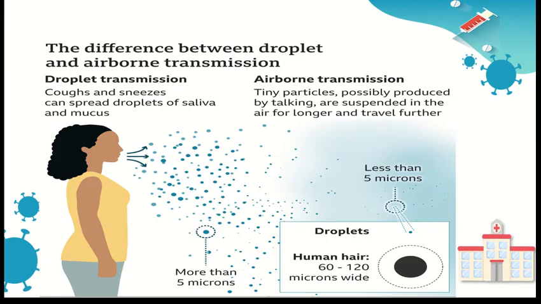Next is the difference between droplet and airborne transmission. You can see in this figure that in droplet transmission, cough and sneeze can spread droplets of saliva and mucus, while in airborne transmission, tiny particles possibly produced by talking are suspended in the air for longer and travel further. These are less than 5 microns, or droplets are more than 5 microns, while human hair is 60 to 120 microns wide.